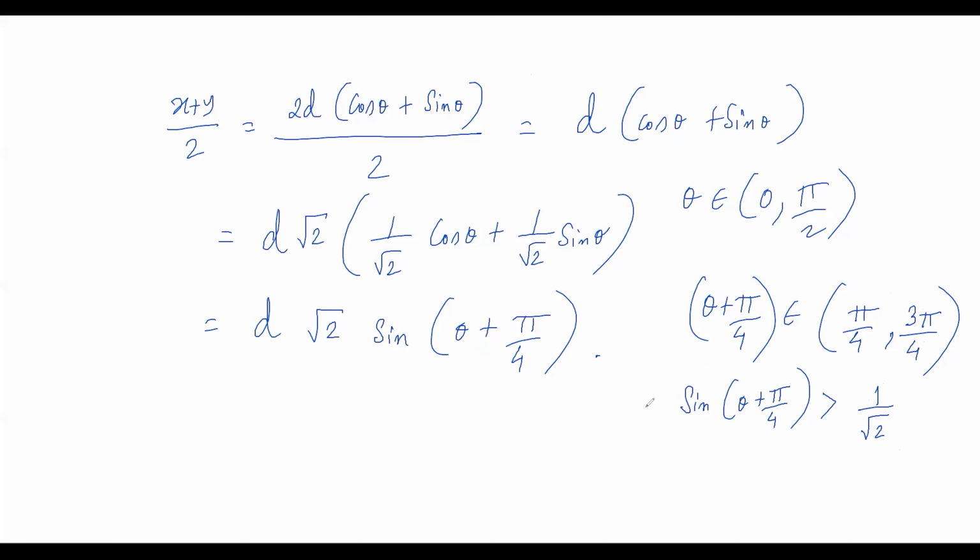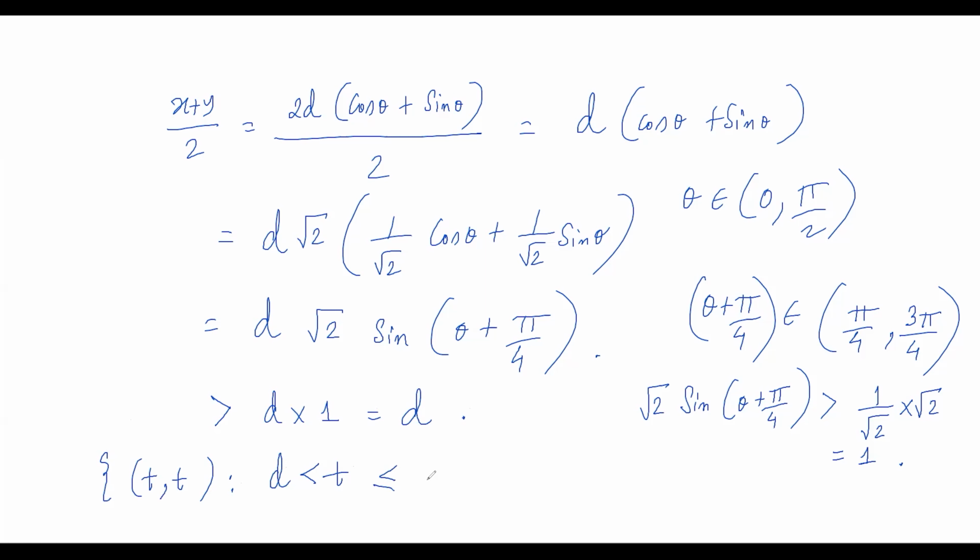And so root 2 sine (theta plus pi by 4) will be greater than 1. And so this (x plus y) over 2 will be strictly greater than d times 1, that is equal to d. And so the locus of P will be (t, t), such that t is strictly greater than d and less than or equal to root 2 d. And so we are done with question 3.